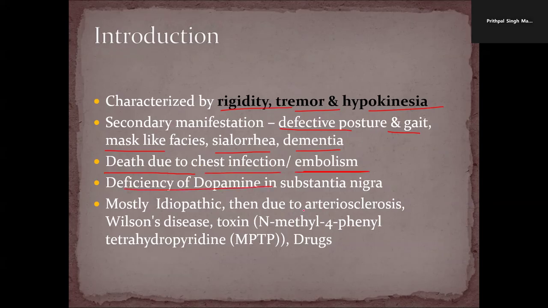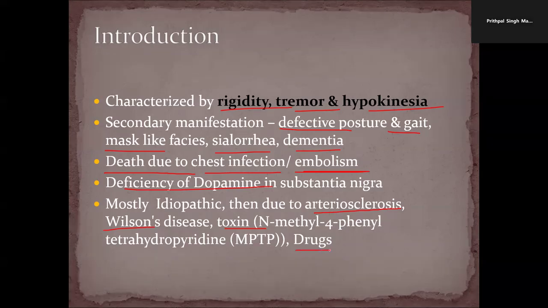And we have already been talking about this in the presentation right now. Mostly it is idiopathic, but there are other causes, which could be arteriosclerotic disease, or toxins such as MPTP, which under the influence of the enzyme is converted to a toxic metabolite, which causes oxidative stress and leads to substantia nigra depletion.